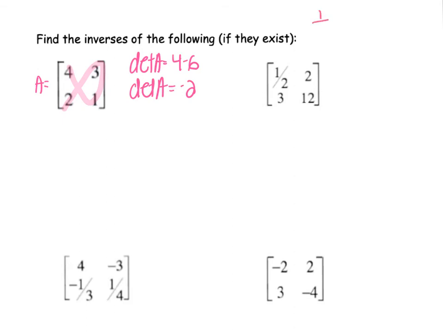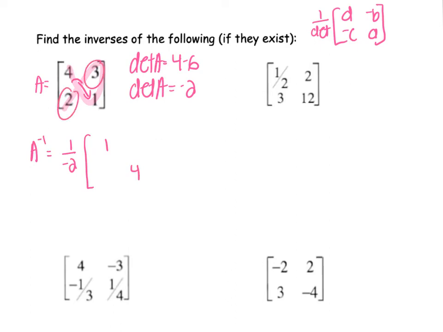Remember, I take 1 over my determinant, and then I switch A and D and the signs on B and C. So to find A inverse, I take 1 over negative 2. I switch the 4 and the 1, and then I negate 3 and 2. Now my last step is to multiply all of those terms by negative 1/2. So my inverse is negative 1/2 times the matrix, which gives negative 1/2, 3 over 2, 1, and negative 2.